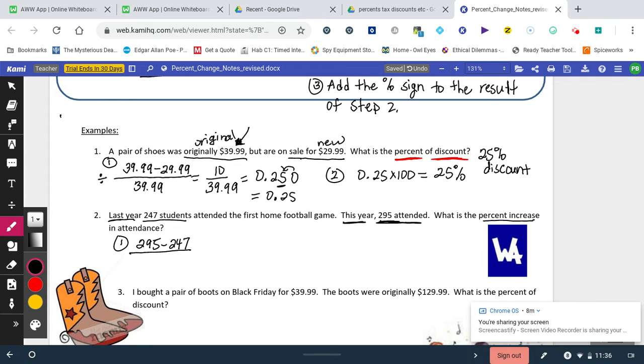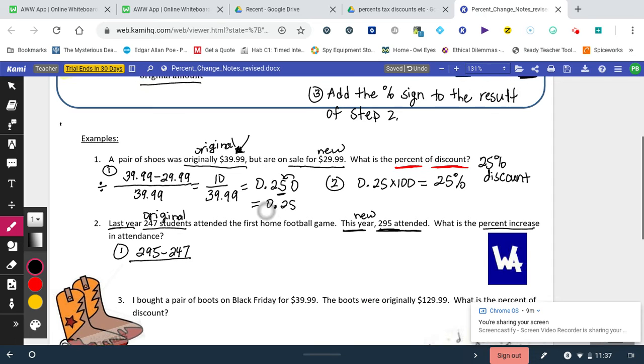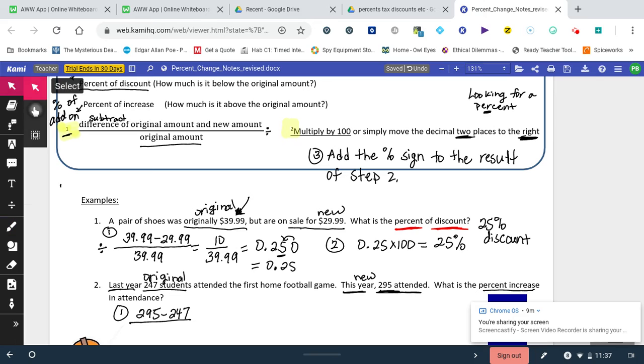Now the thing is, which one was the original amount? The original amount is the one that happened first. Okay? It doesn't say original. We got to look for the one that happened first. Did last year happen first or did this year happen first? Okay, last year came first. Last year came before this year. So last year would be our original. And this year will be represented by the new number, a new amount. Okay, so we're not dividing by the new, we're dividing by the original, because if you go back to step 1, it says divide by the original amount.